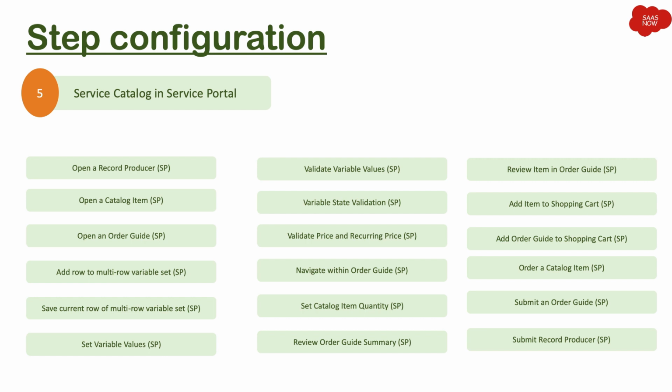Variable state validation, validate price and recurring price, navigate within order guide, that is also on Service Portal, set catalog item quantity, review order guide summary, review item in order guide, add item to shopping cart, add order guide to shopping cart, order a catalog item, submit an order guide, and submit record producer.